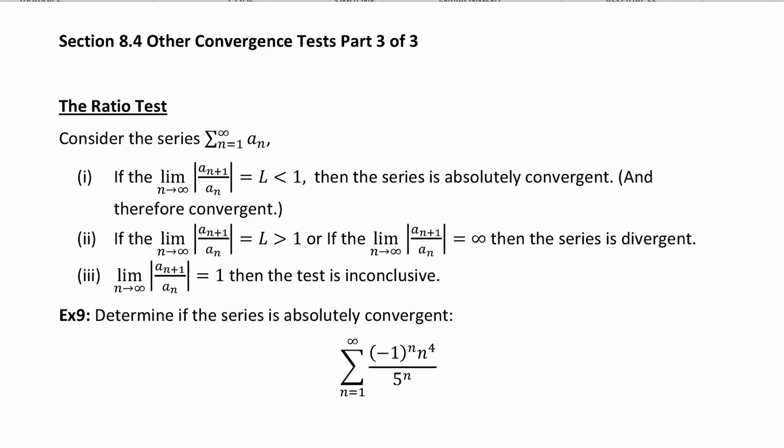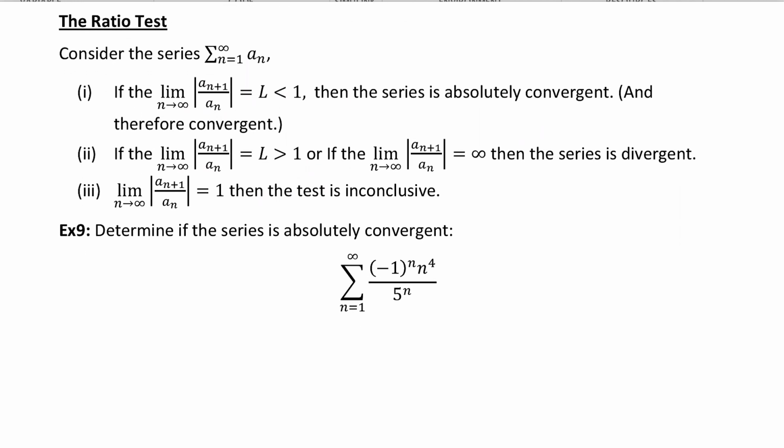Now, this test is good when you have exponential functions, when you have factorials, things where you take two consecutive terms and can cancel some things. So for example, check this out. Determine if the series is absolutely convergent: sum of negative 1 to the n, n to the fourth over 5 to the n. You have a bunch of exponents, and we're going to be able to cancel a bunch of things when we take the limit as n goes to infinity of the absolute value of the ratio.